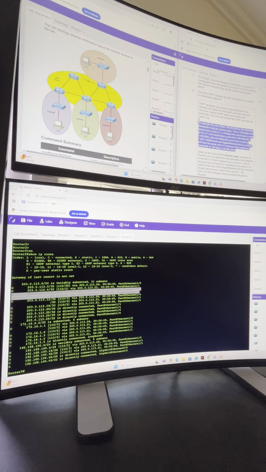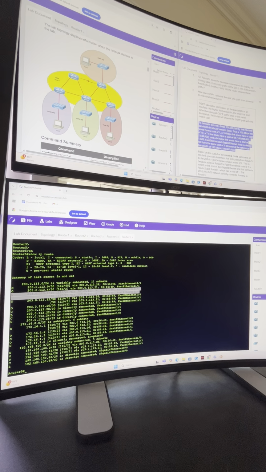It says to calculate the cost, divide 100 million by the interface bandwidth in bits per second. Thus, a 100 megabit link would have a cost of 1. A 10 megabit link would have a cost of 10, a T1 would have a cost of 64, and a 64 kilobit would have a cost of 1,562. Fast Ethernet and Gigabit Ethernet links by default will have the same cost of 1 because the reference bandwidth is 100 megabits per second. We can change that.